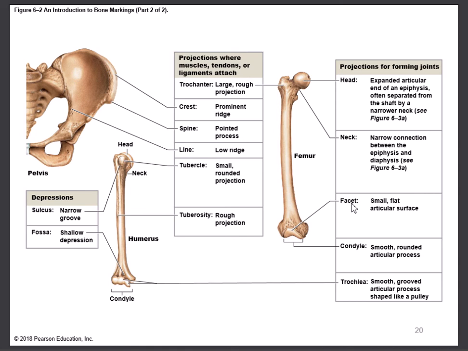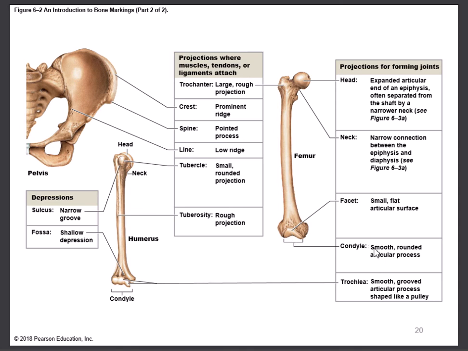A facet, if you just want to highlight on your notes, is a flat surface. Typically, facets are flat surfaces of a joint. So we have facets, we'll see on the vertebrae, we'll have facets on the femur right here. This is where your patella bone actually will sit. There's a kind of a flat surface right over here.